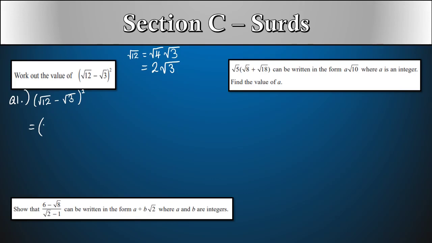So what I've actually got now is 2 root 3 minus root 3 all squared. Well, let's just simplify the inside of the bracket. If you've got two lots of root 3 and we subtract root 3, so that's minus 1 root 3, 2 minus 1 just gives me 1. So what I've got here is the square root of 3 all squared. Some people just remember the fact that if you square a square root, we just get left with whatever's underneath, which in this case would just give us 3.